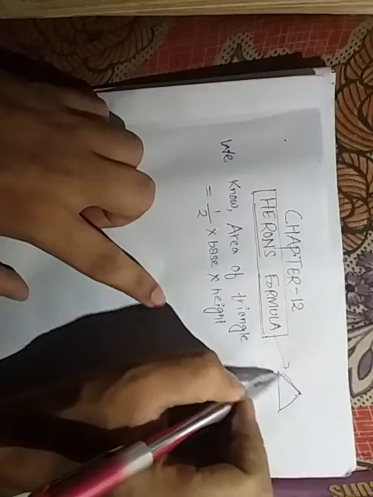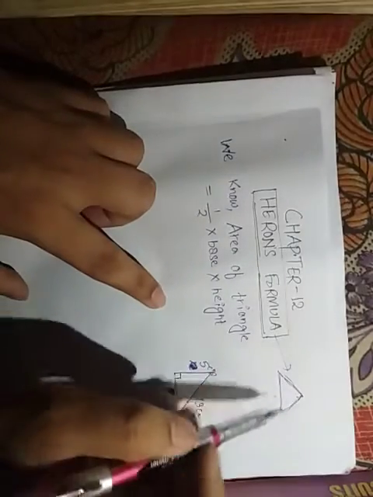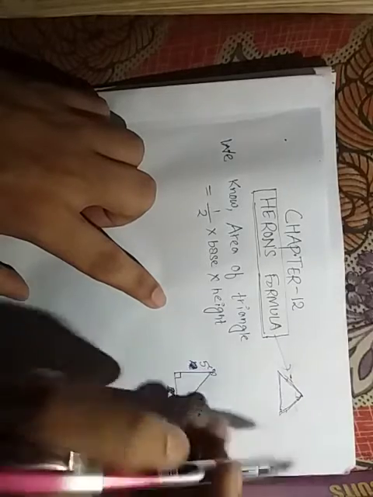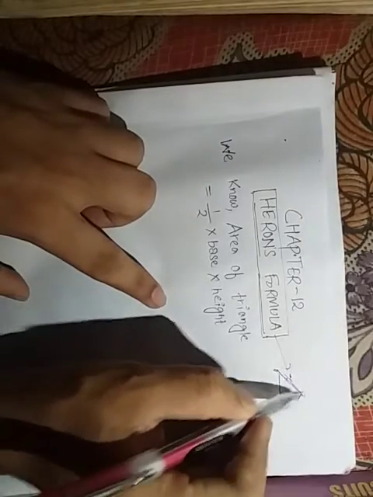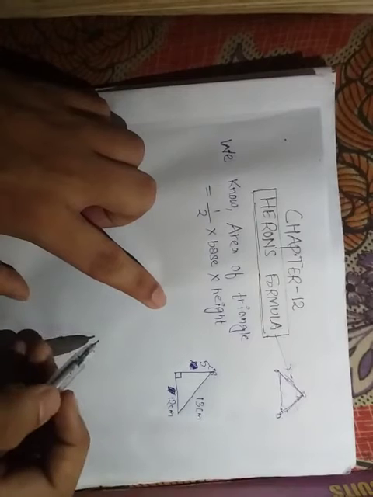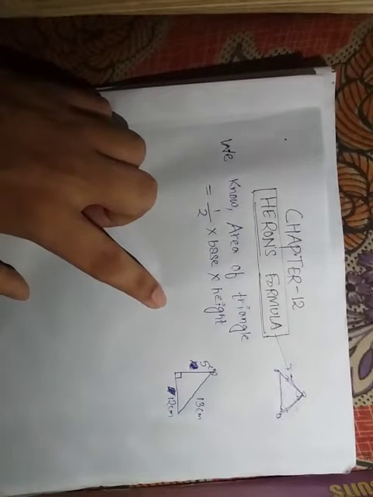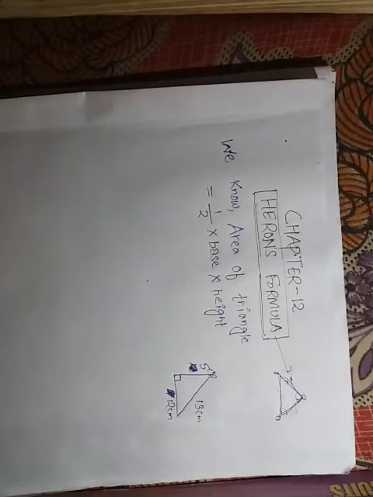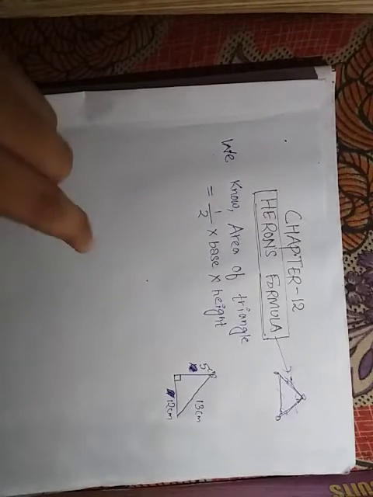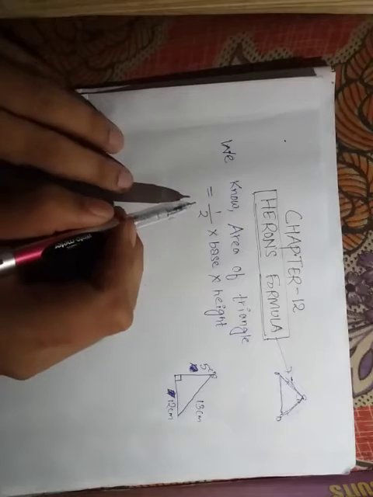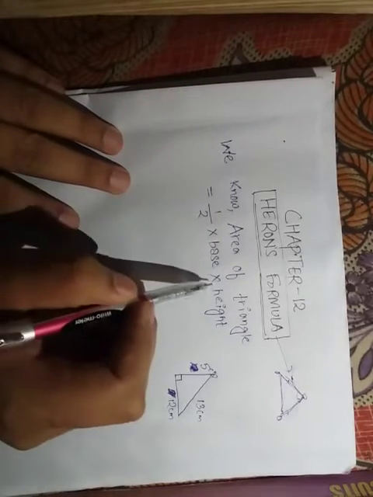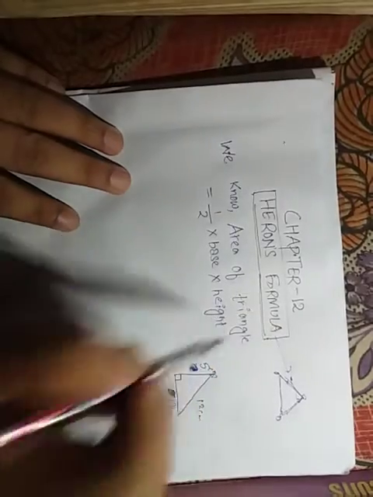Now I think everybody knows what a triangle is. In a triangle there are three sides and three angles, and these points we call vertices. Now let us have some preview of the area of a triangle. From the previous class we know that the area of a triangle is given by half into base into height, but this is not Heron's formula.